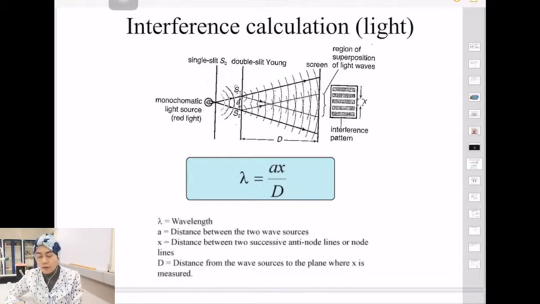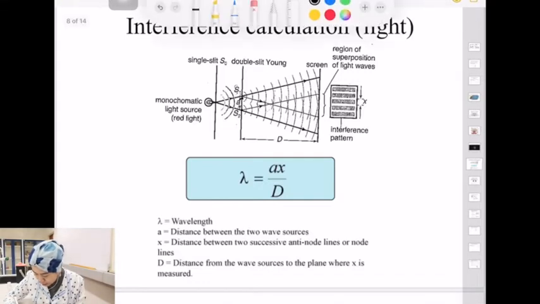So lambda is of course the wavelength of the light here. You need to know what is a, what is x, and what is D, because that is the thing students often get confused with. Lambda is the wavelength. a is the distance between the two slits. So if it's here and here, the slit separation, we call that a. And D, just remember that is the capital, is the distance from where you have the slit to the screen where you project the diffraction pattern.